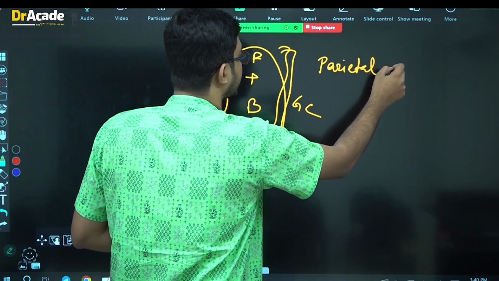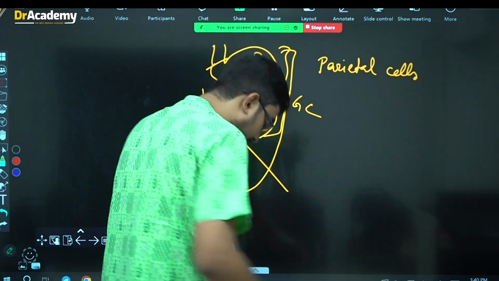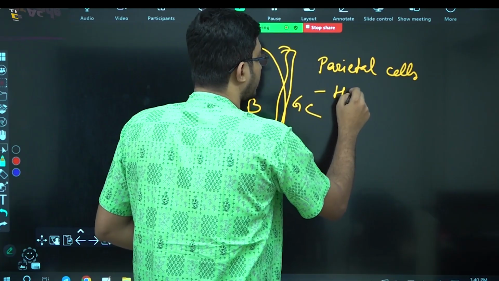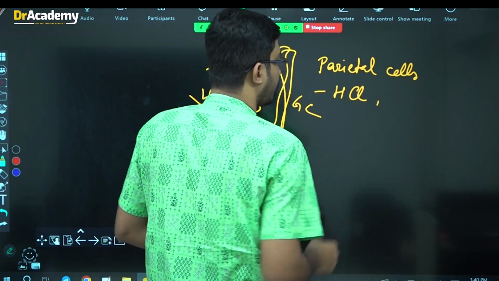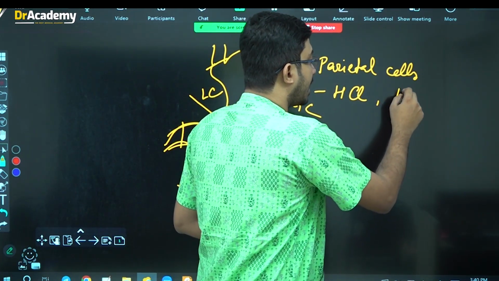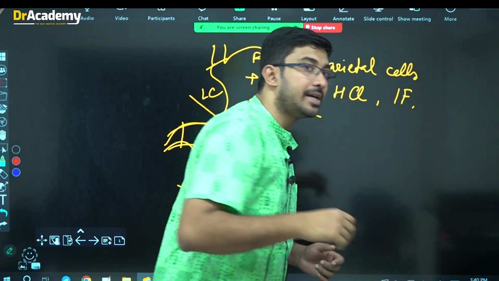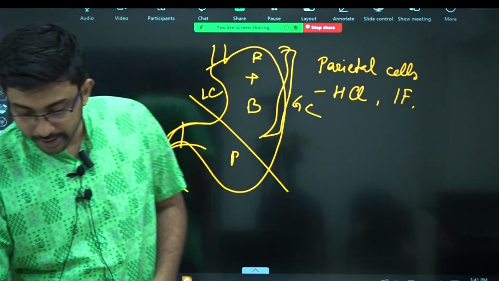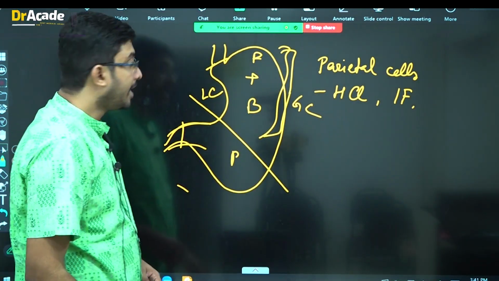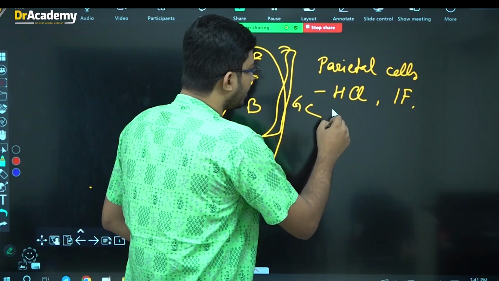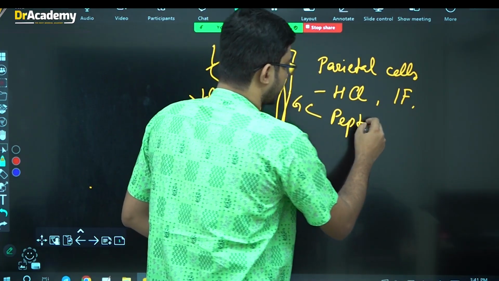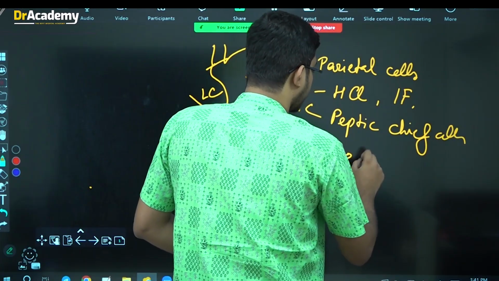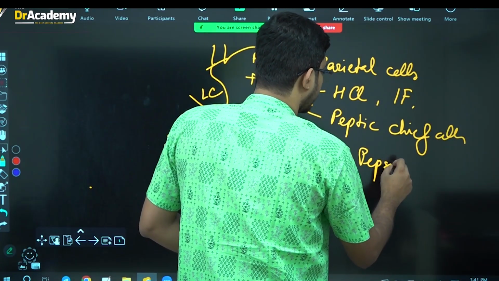These parietal cells are the source of some important constituents of gastric juice, namely first hydrochloric acid, intrinsic factor of Castle, and some cations, sodium, potassium, magnesium, calcium, all are released from these parietal cells. Secondly, they contain some peptic chief cells. Okay, this can release pepsinogen.